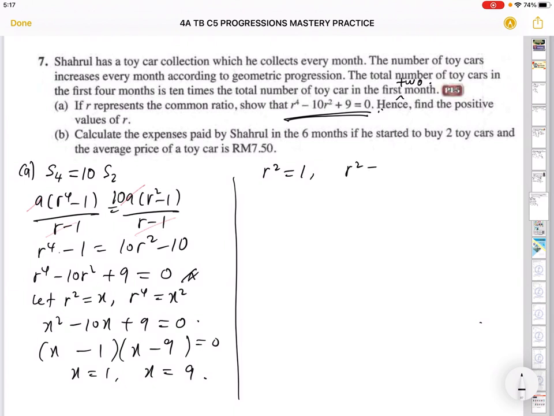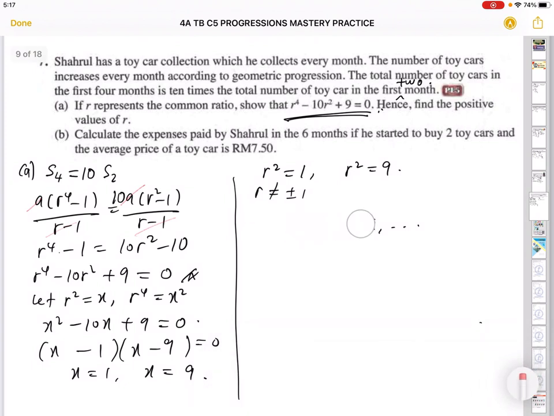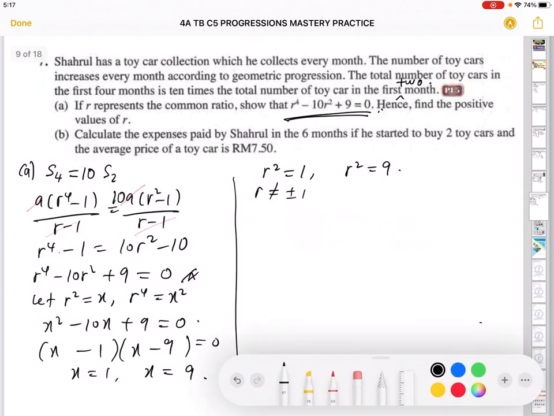Now remember I said r cannot be 1. Even if you go in square root, you get plus minus 1. It can't be plus minus 1 because if your r is 1, what happens? The progression becomes a. Basically, it's not progressing. It's not a progression, right? In fact, it sounds like battery: a, triple a, double a, right? So now it can't work. So we have to take r equals to square root of 9, 3.